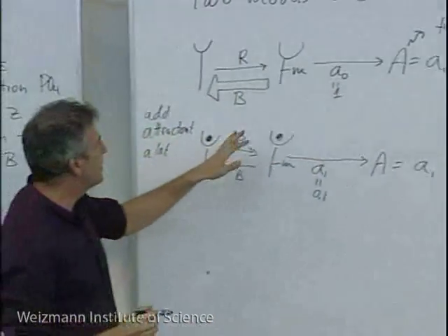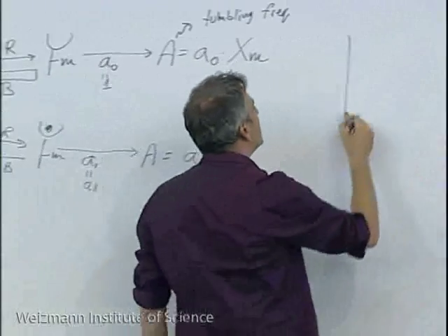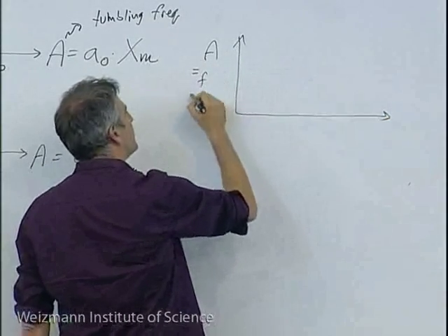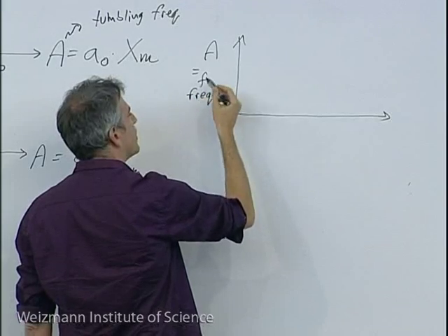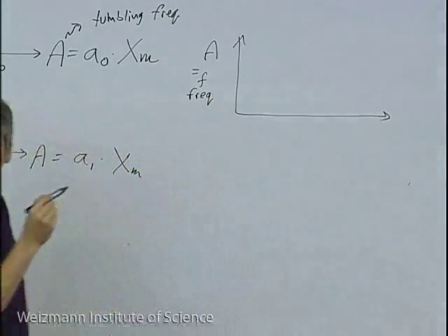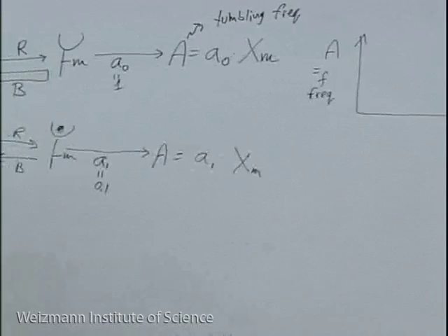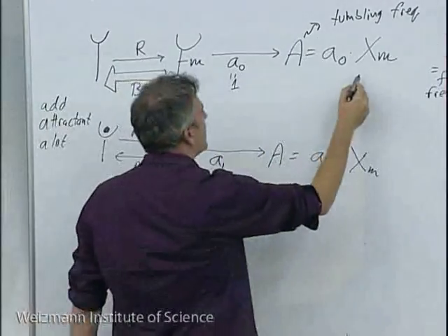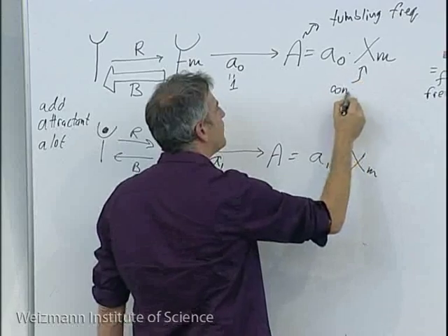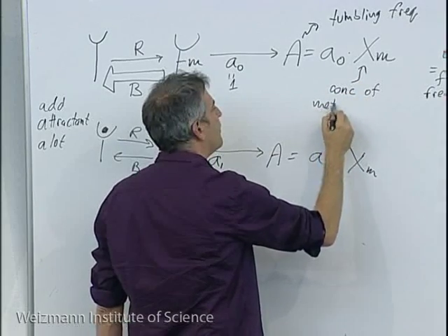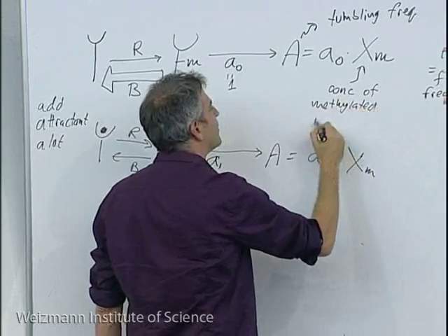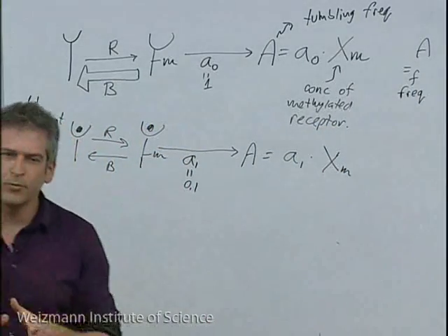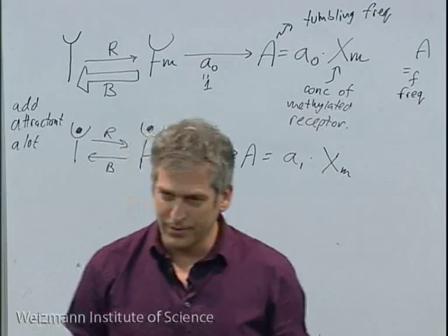So how does this model work? This is the activity, which is related, let's say, equal to the tumbling frequency. Wait, what is X? X is the concentration of methylated receptor. So we assume here that the methylated receptor is the active one. The unmethylated receptor has 0 activity.